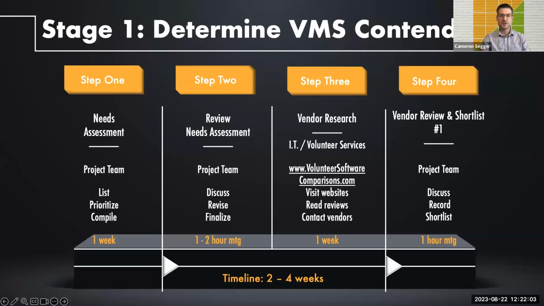So in that first stage of determining your VMS contenders, you'll want to have your needs assessment in hand. You'll have reviewed it with your project team as well. And then you'll move into doing vendor research, likely looking at several different websites and chatting with other volunteer coordinators that you know, reading reviews online, and starting to contact those vendors.